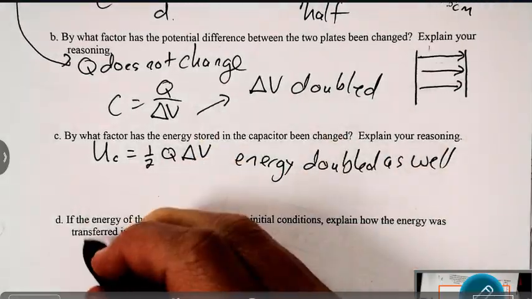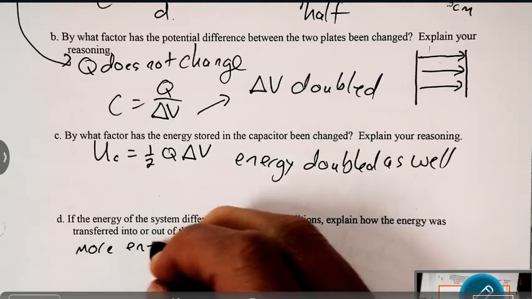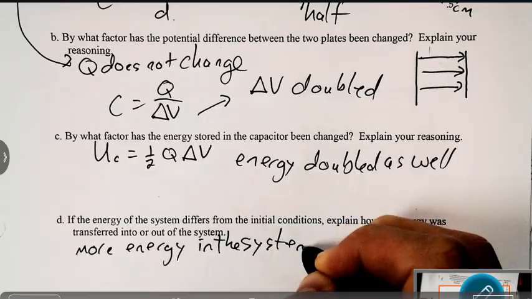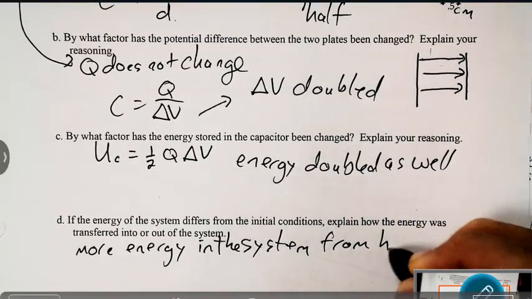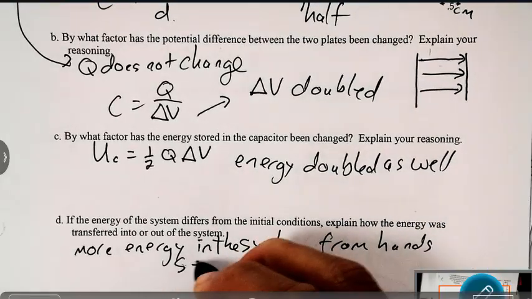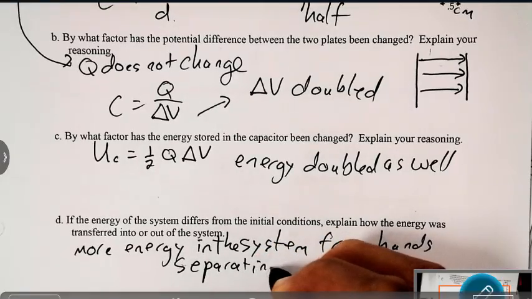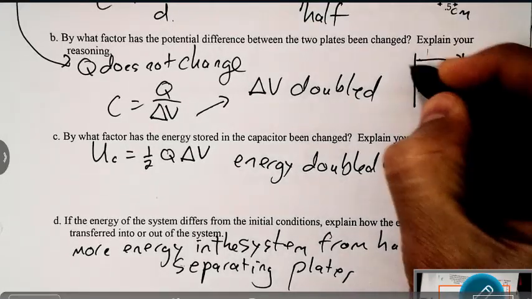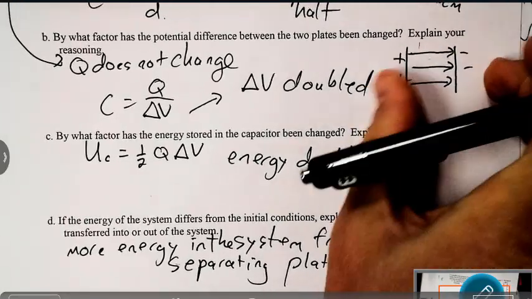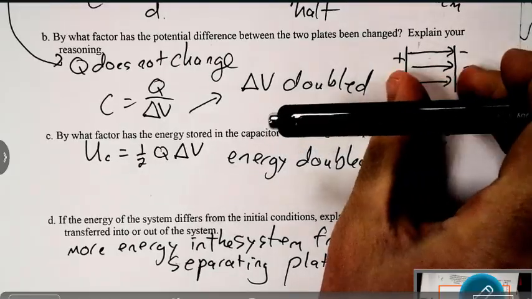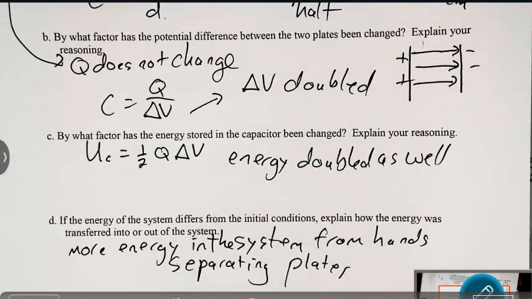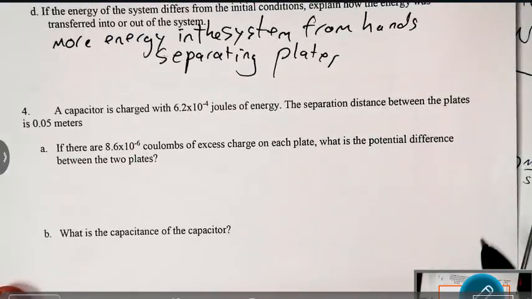And so where did this energy come from? It came from your hands. So there's more energy in the system from your hands separating the plates. The plates don't want to be separated. Again, we have a positive plate and a negative plate, a positive plate and a negative plate. Opposites attract, so they want to be close together. So separating them, you have to do work to the system, add work to the system. You increase the amount of energy. Okay.